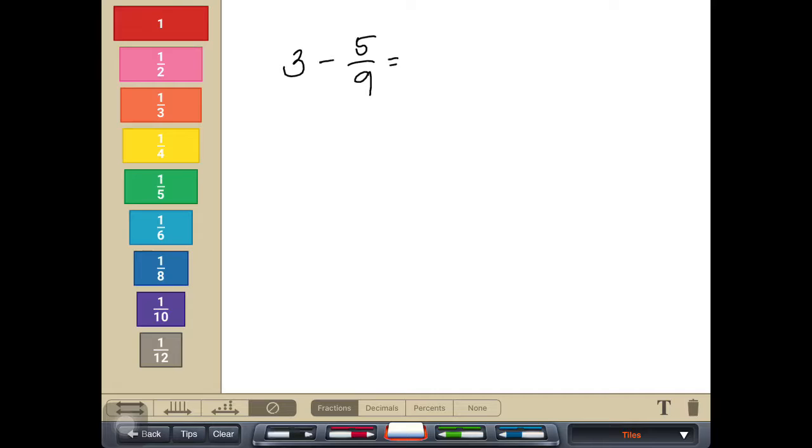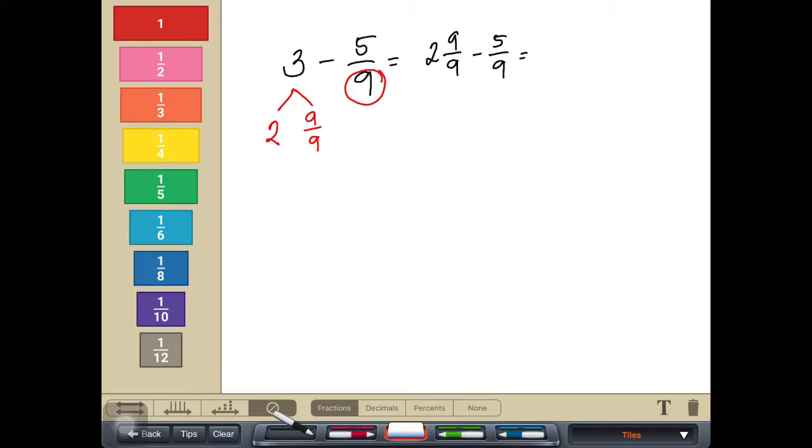So we have 3 wholes. I can make it into a mixed number by regrouping the 3 wholes into a whole number and a fraction which has the same denominator as the one that we are subtracting it with. So that would be 9/9. Now, and then subtract the 5/9 from it. So that would now be 2 and 9/9 minus 5/9.